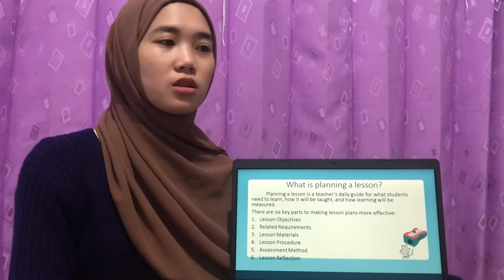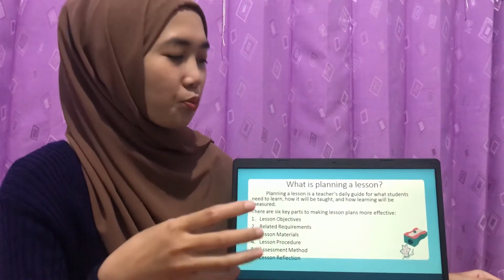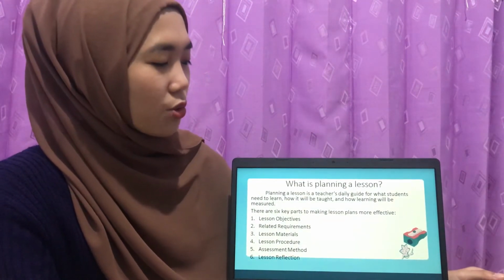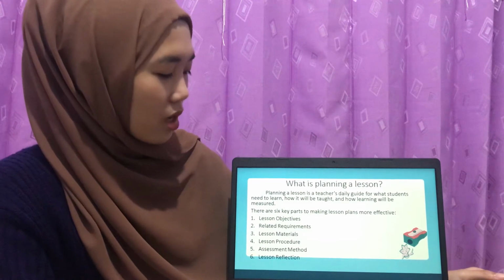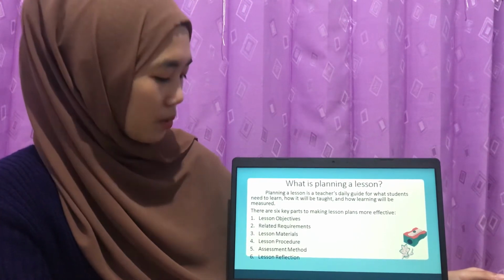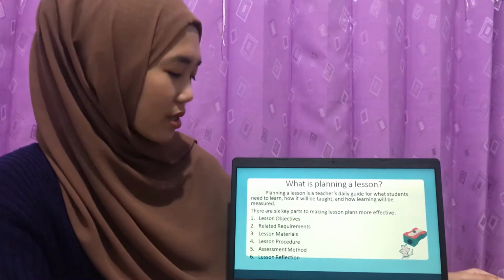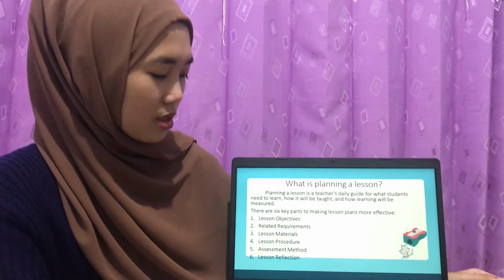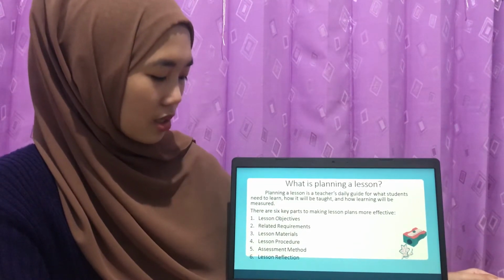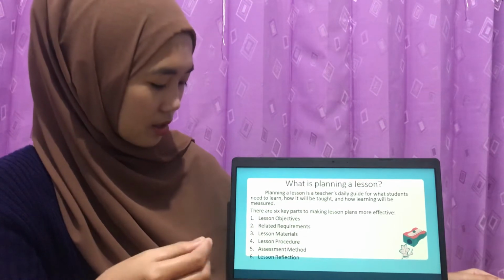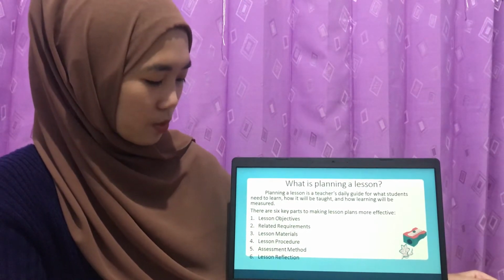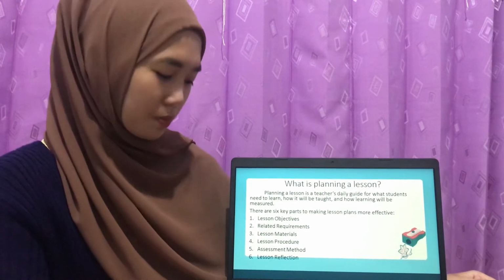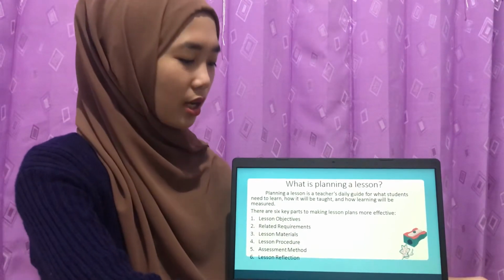Okay, before we start, what is planning a lesson? Planning a lesson is a teacher's daily guide for what students need to learn, how it will be taught, and how learning will be measured. And there are 6 key parts to making lesson plans more effective. The first is lesson objectives, second, related requirements, third, lesson materials, fourth, lesson procedure, fifth, assessment method, and the sixth, lesson reflection. Okay, next.